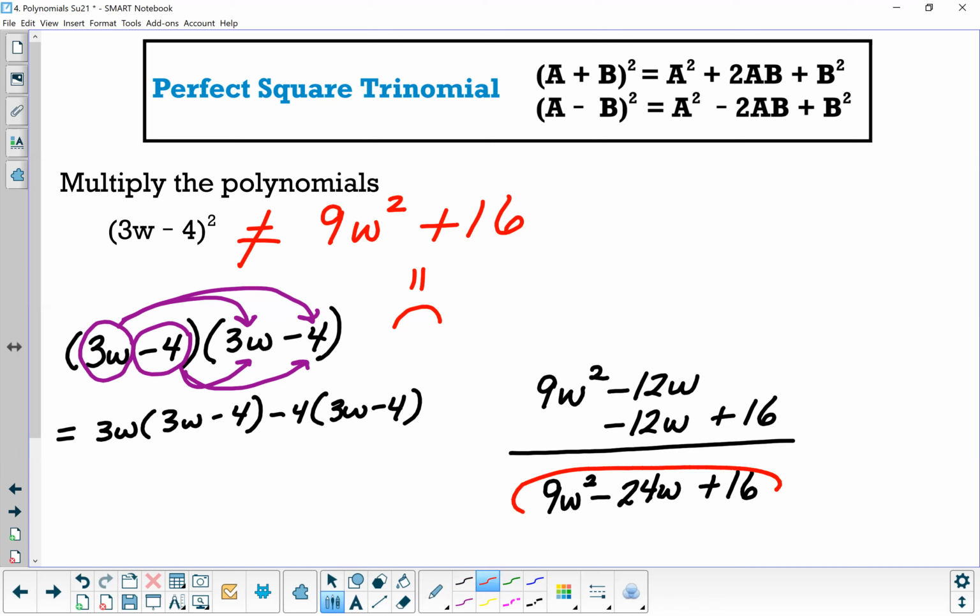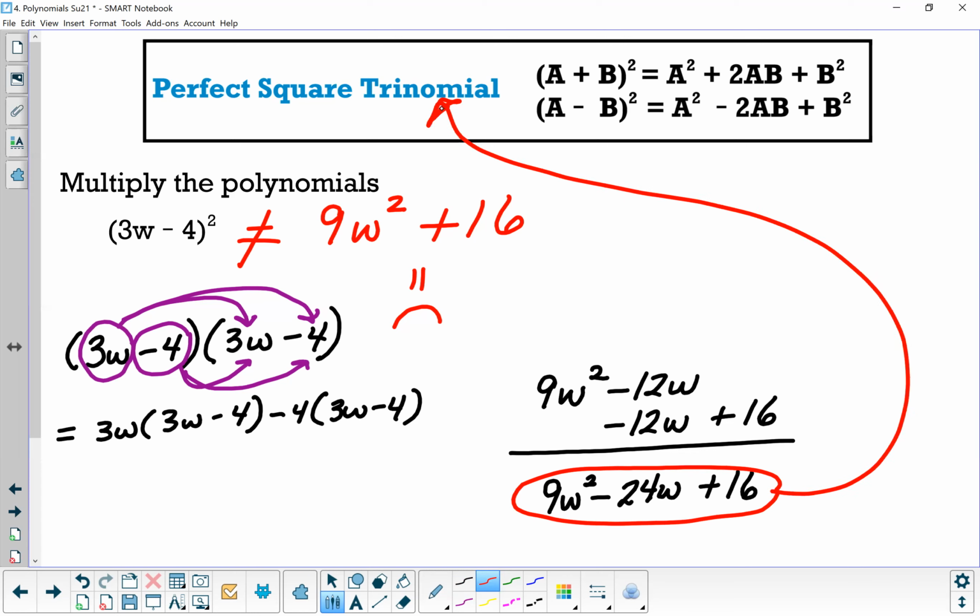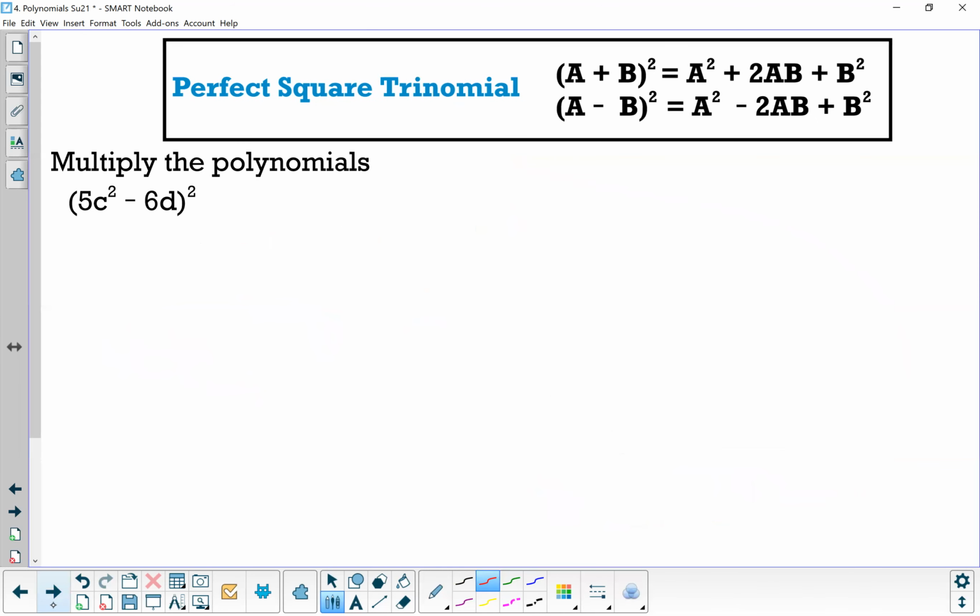And this, folks, is our answer. And this answer is a perfect square trinomial. So, as always, I'd like you to try one. Here we have parentheses, 5c squared minus 6d, close parentheses, squared. Pause the video, try that on your own. If you want to try to use the formula, you can, and then we'll do it together.